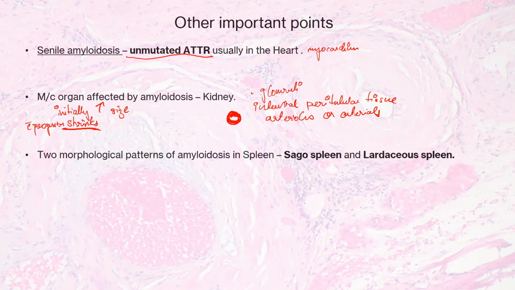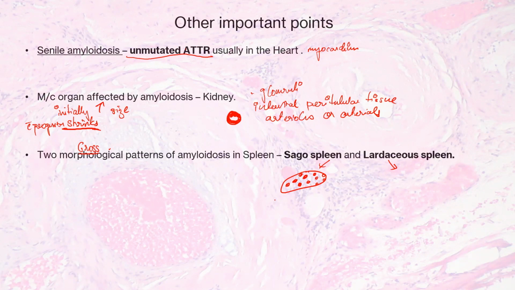And also, there are two morphological, or gross, patterns of amyloidosis in the spleen, which you have to remember. One is sago spleen and the other is lardaceous spleen. We call it sago spleen because you have sago-grain type nodules on the surface of the spleen. So why the same spleen with two different presentations? It's because, from histology, the spleen has sinuses and follicles.